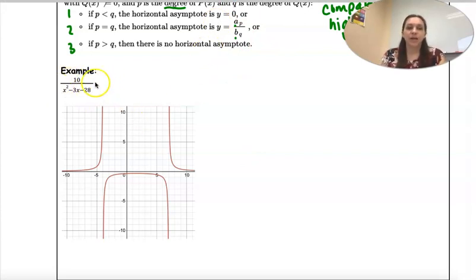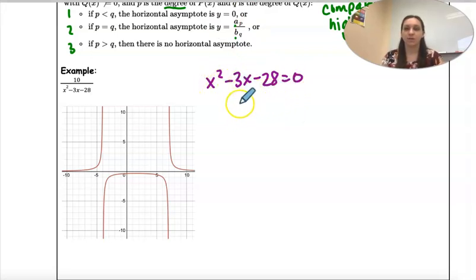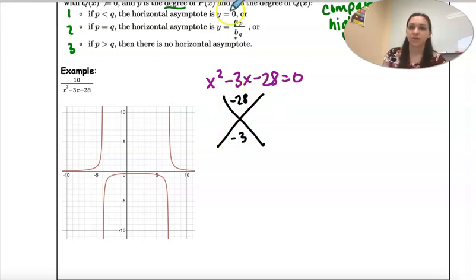Okay, so here we have a rational function. Let's start with the domain and the asymptotes. So I'm going to take the denominator, set it equal to 0 and then solve. Okay guys, this is a quadratic equation because of the x squared, it's got 3 terms, so we're going to factor. For factoring, we take the last term times the leading coefficient, which is just a 1. So it's negative 28 and negative 3: two numbers that multiply to negative 28 and add to negative 3.